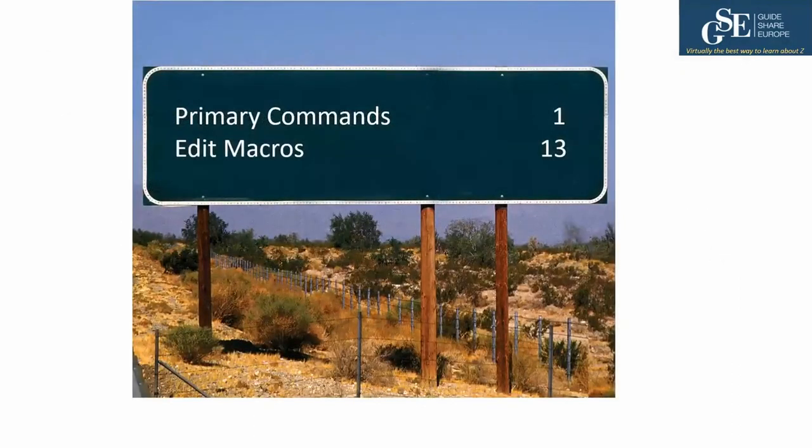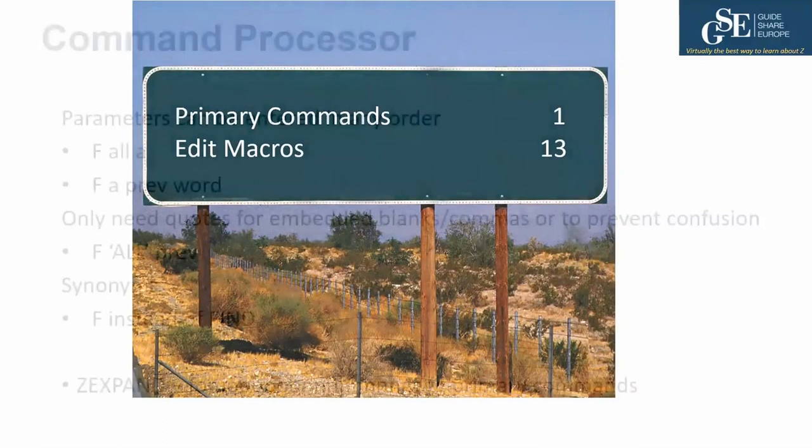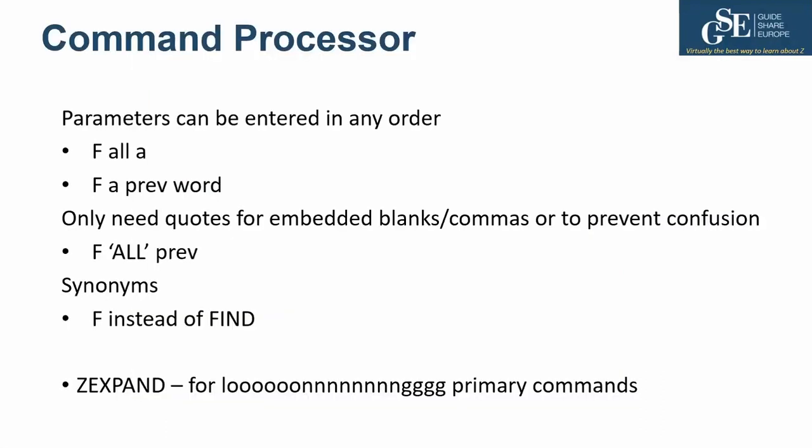Okay, we're on to primary commands. The command processor for ISPF, compared to many others, is a thing of beauty. It always lets you use any combination of characters in any order, any of the parameters. It is pretty smart about finding the things that it gets confused about. If you have embedded blanks, for example, or commas, then you have to put quotes or double quotes around it. And it accepts synonyms such as F instead of typing find.